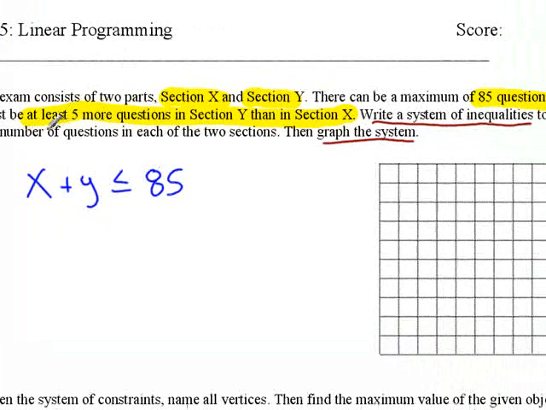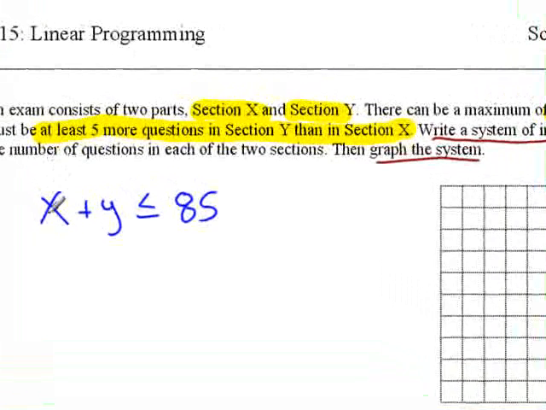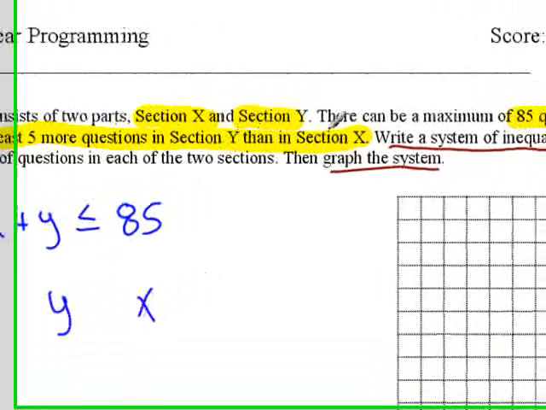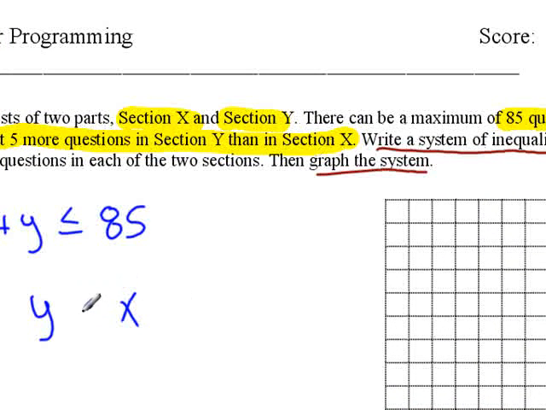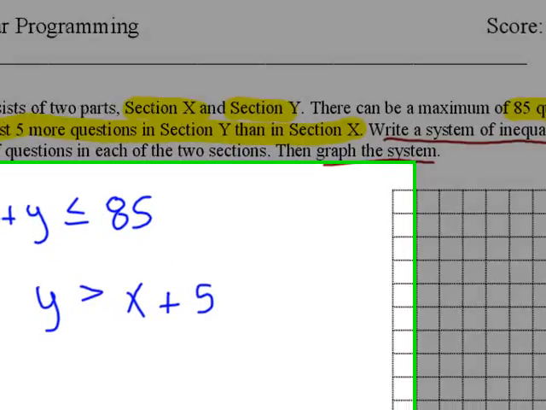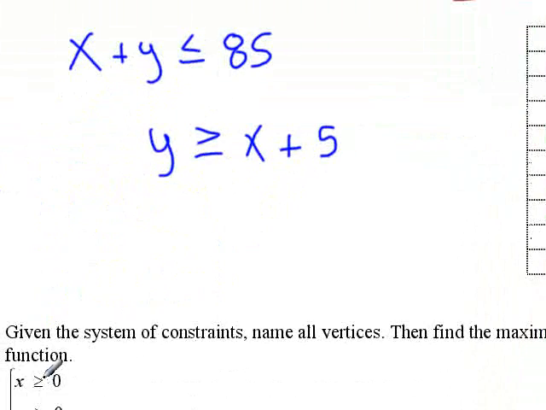This one about at least 5 more in Y than X is a little tricky. So let's set up Y and X. There's more in Y than X. So if I want these to be balanced, I would have to put 5 more into X so they'd be balanced because there's already 5 more in Y. But I don't really want them to be balanced. I want Y to be at least that much bigger than X, so that's greater than or equal to.